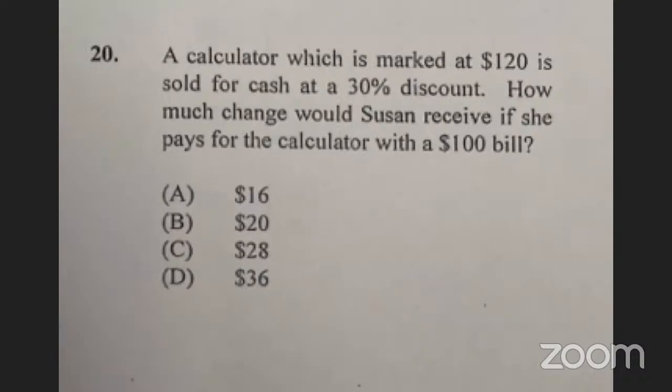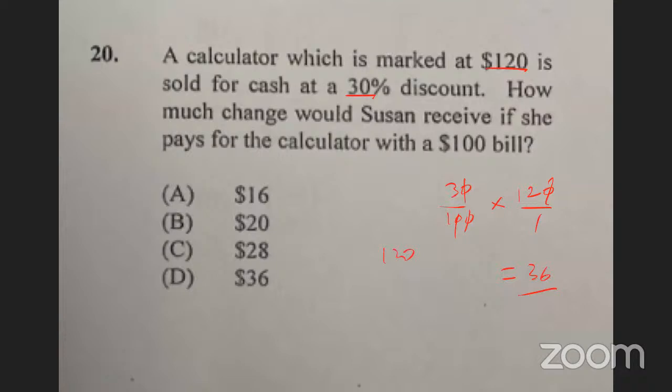A calculator which is marked at $120 is sold for cash at 30% discount. How much change will Susan receive if she pays with a $100 bill? So first thing we have to do is find 30% of that. 30% of 120. So this will cancel off here. So that's $36. So that's $36 off she got.